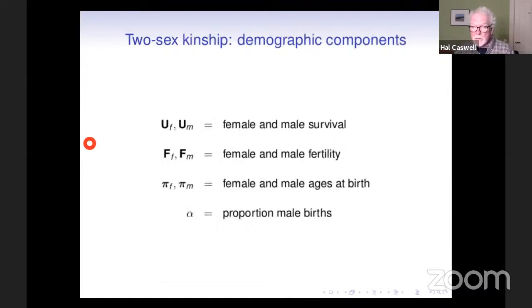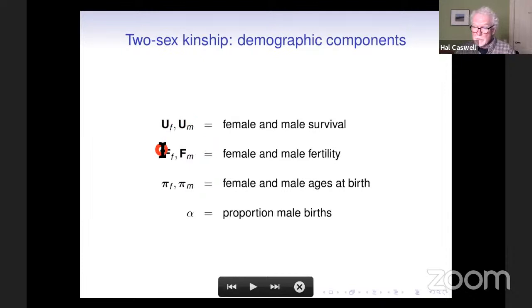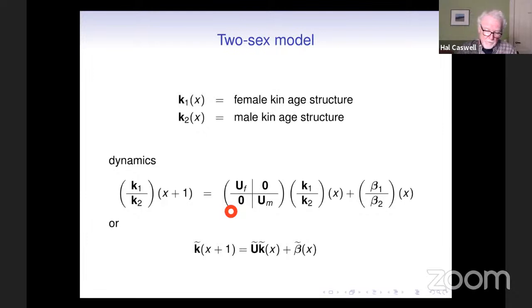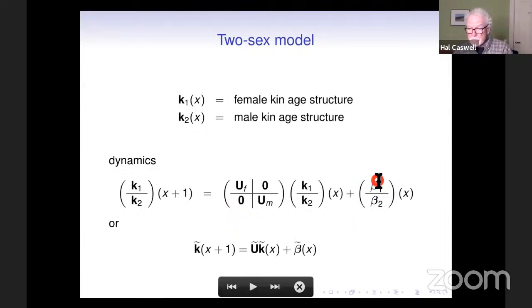if we have that, then we can create female and male survival matrices, female and male fertility matrices, distributions of female and male ages at birth. We'll need a sex ratio in there somewhere. And once again, we create block-structured vectors that include female and male age structures, block-structured survival matrices that include male and female survival, and a block-structured subsidy vector.